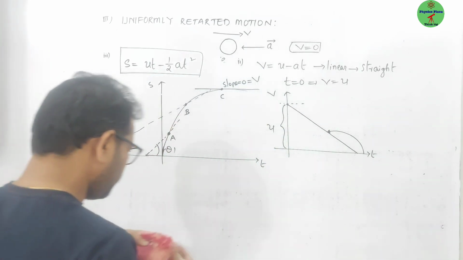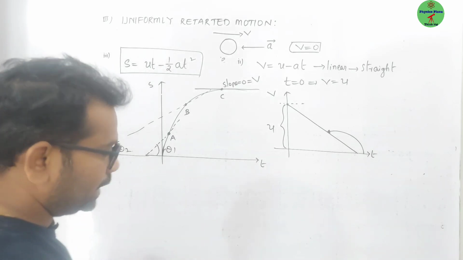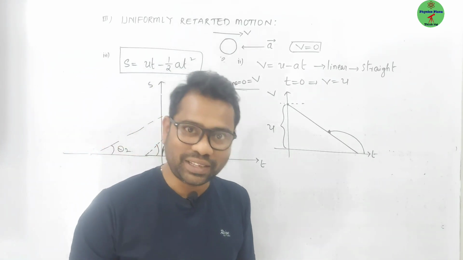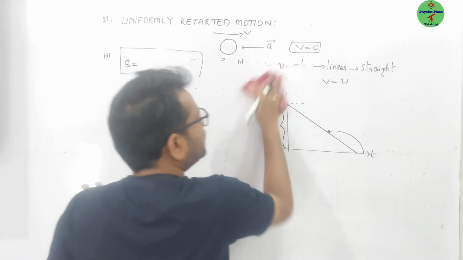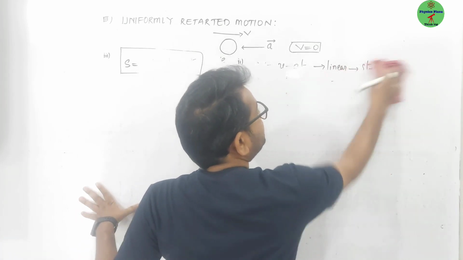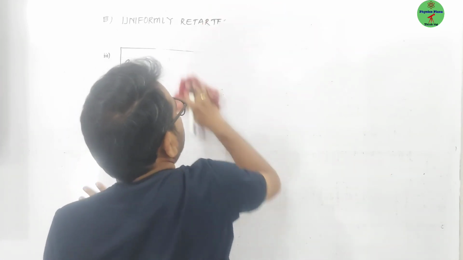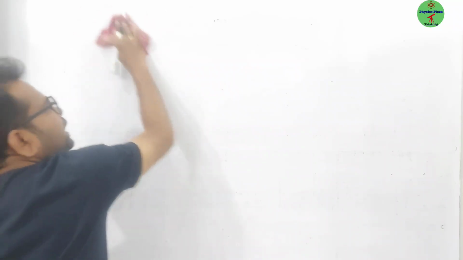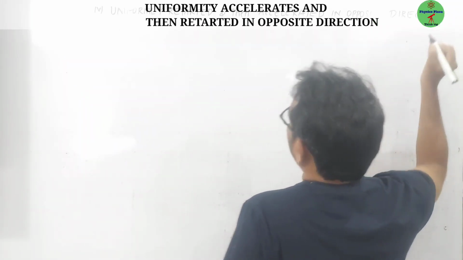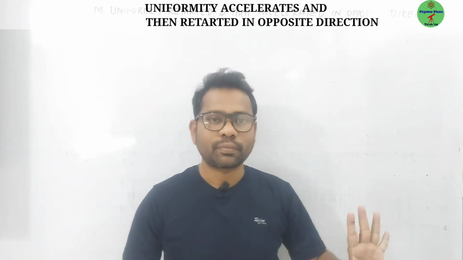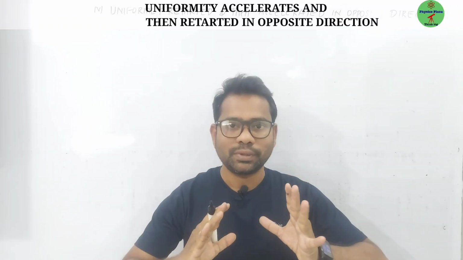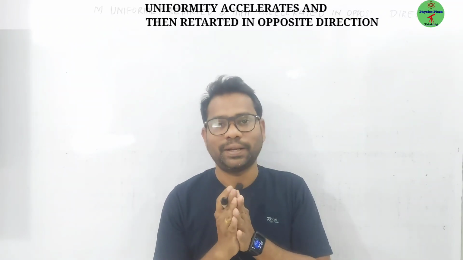Fine. Now children, the next one is very important, of course it doesn't mean that these three are not important, don't think like that. The next one is uniformly retarded and then accelerated in the opposite direction. Children, can you think of any case for this? Meanwhile, I will write the heading. So I repeat once again: initially it is retarded in a uniform manner and after some time starts accelerating.